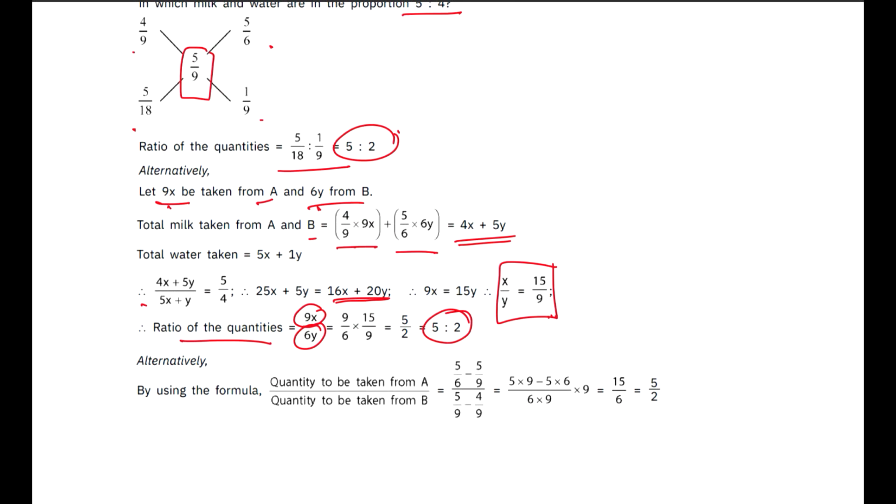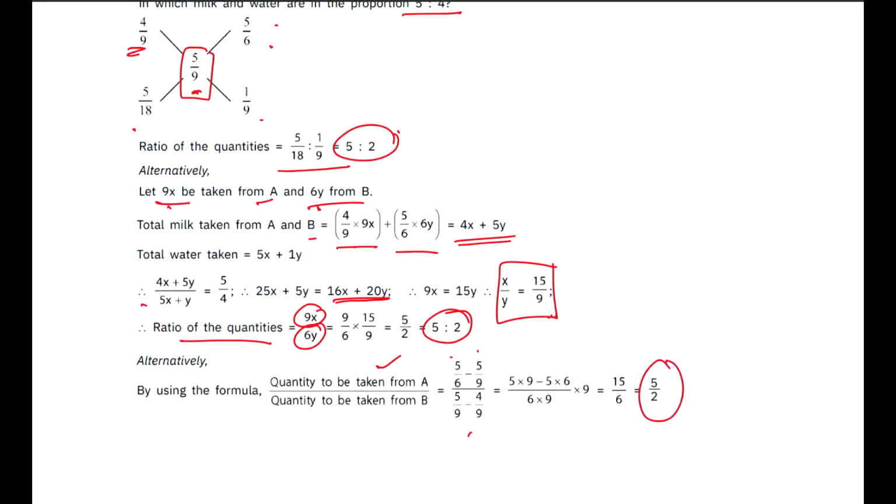And another third way of getting this answer is quantity taken from A, which is 5 by 6 minus 5 by 9. If you understand what I mean, here is this diagram only. And the other quantity taken from B is 5 by 9 minus 4 by 9. How is this happening? 4/9 is here and this 5/9 is here. If you take the difference of these two, you will get the value.